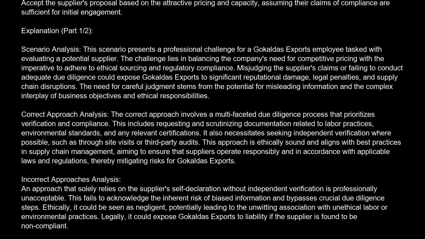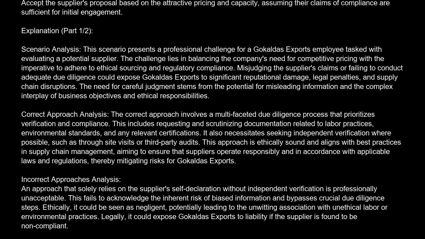Correct answer is A. Accept the supplier's proposal based on the attractive pricing and capacity, assuming their claims of compliance are sufficient for initial engagement. Explanation. Scenario analysis. This scenario presents a professional challenge for a Gokaldas Exports employee tasked with evaluating a potential supplier.